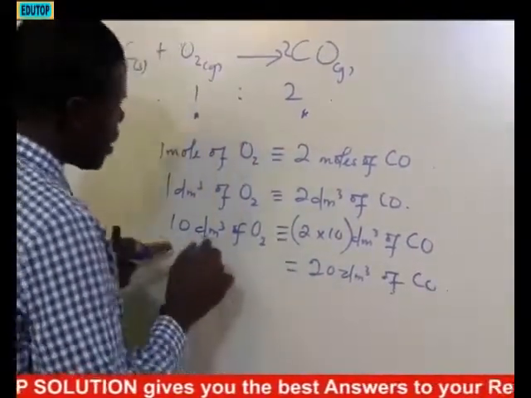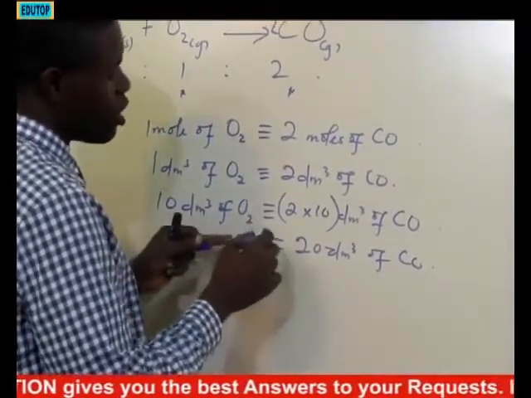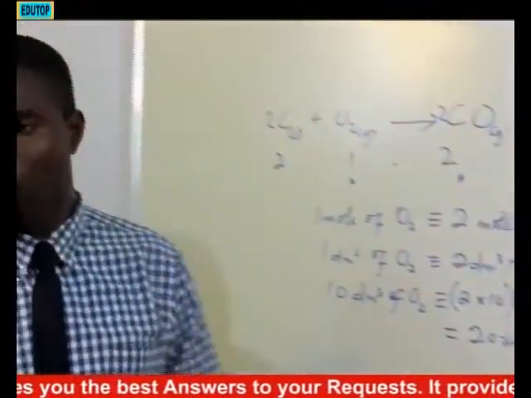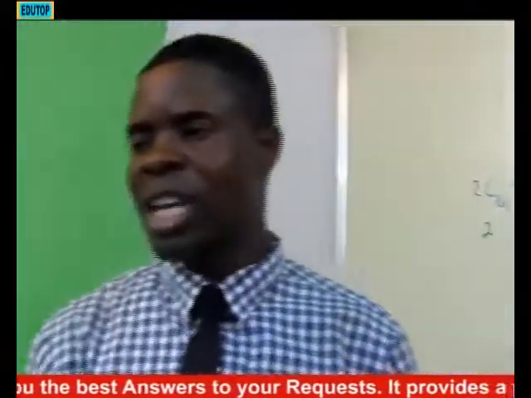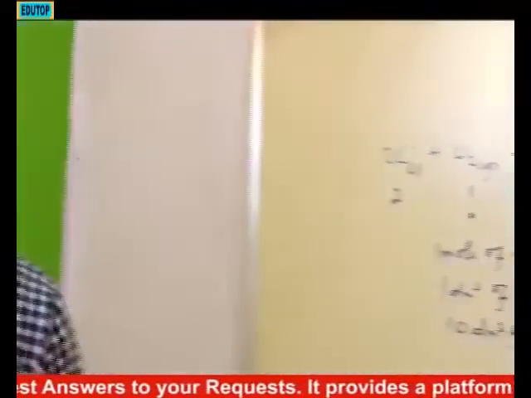What it means is that 10 dm³ of oxygen is required to produce 20 dm³ of carbon dioxide. So we'll go to our options and check the one that will correlate to that. That will definitely be 20 dm³. That is option D.